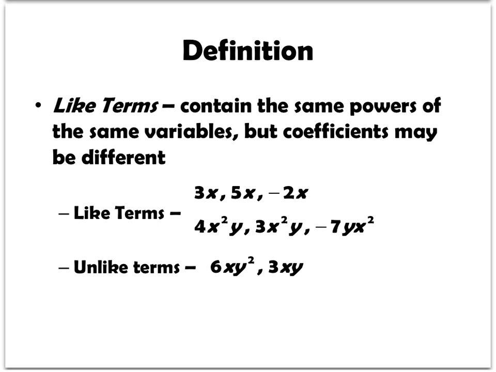Likewise, 4x squared y, 3x squared y, negative 7y x squared, those are all like terms. They all contain the same variables raised to the same powers. Now the last term, it's yx squared rather than x squared y, but the order is irrelevant. Last set there is an example of unlike terms, 6x squared, xy squared, and 3xy. Those have the same variables x and y, but the powers are not the same, so those are not like terms.